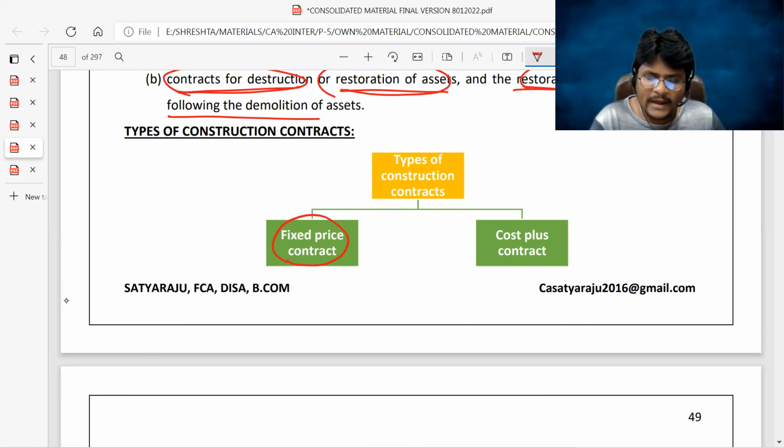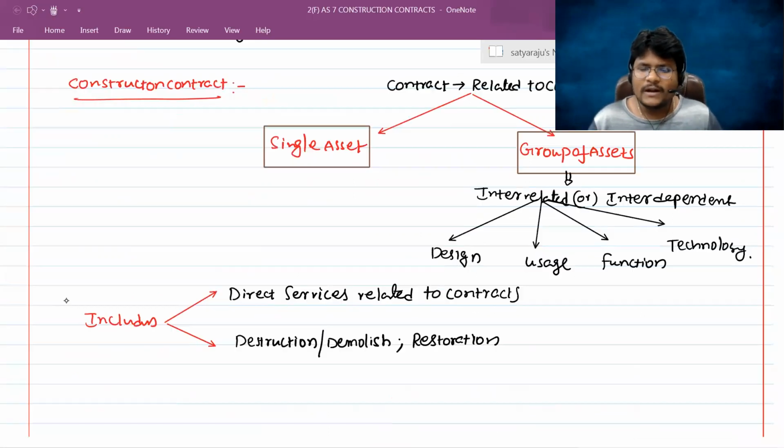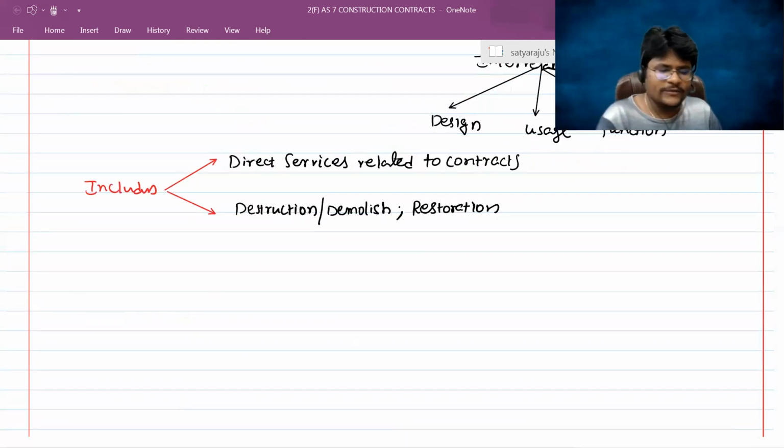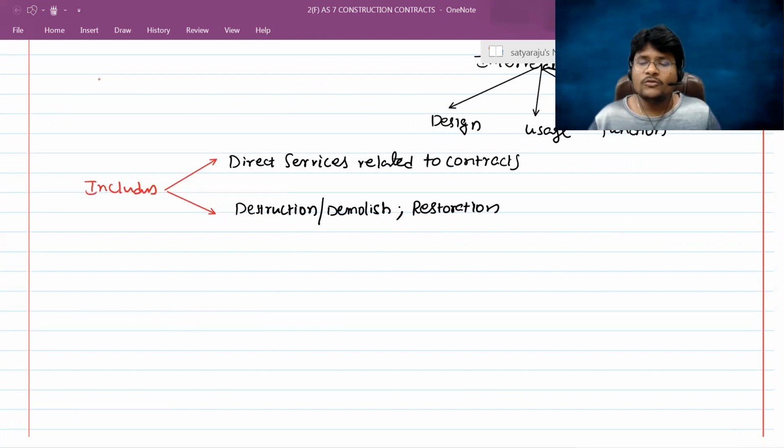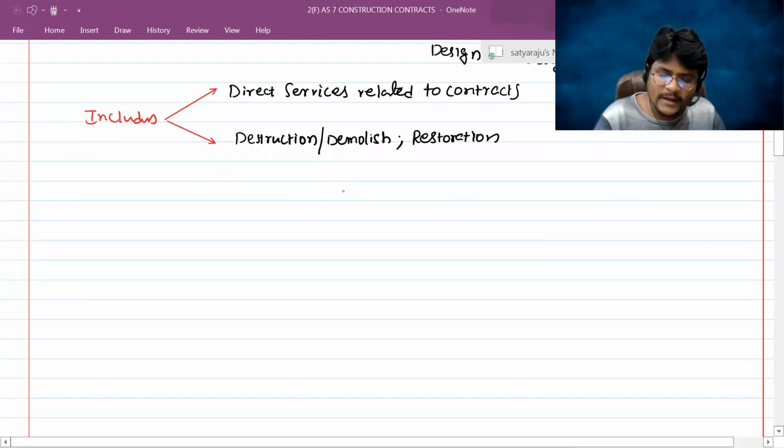Fixed price contract, cost plus contract. Sir, what is the difference between fixed price contract and cost plus contract? All of you please check here. And one more thing, sir, why do we have to learn about the types of contract? I will explain why you have to know how many types of contracts are available. Based on that, certain provisions were designed in AS7. That is the reason why we are learning the types of contracts as well. Okay, first let me discuss the types of contract, then I will discuss all the issues.